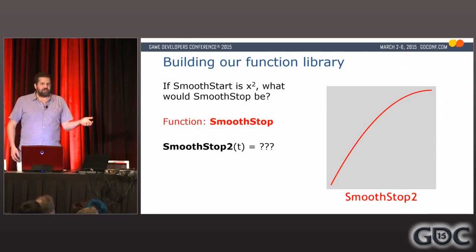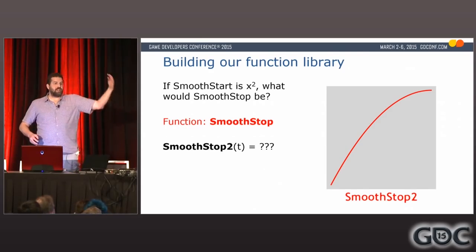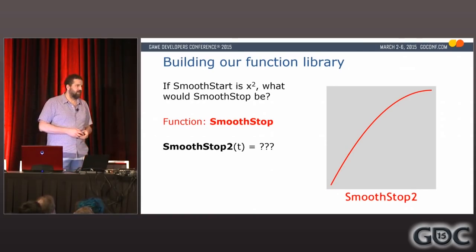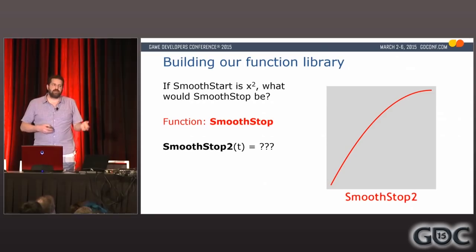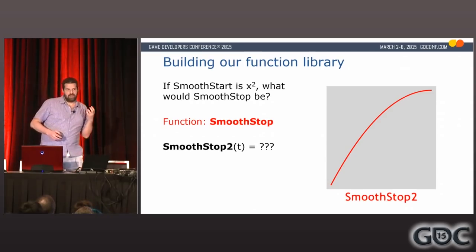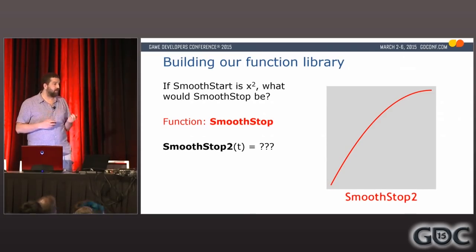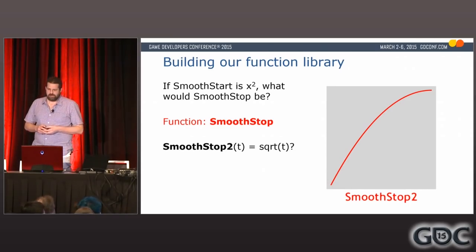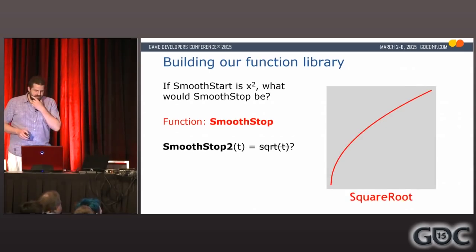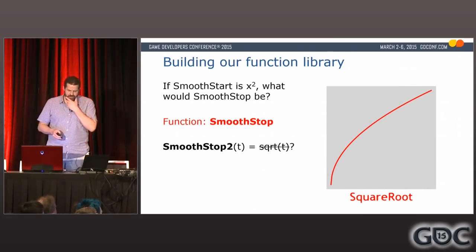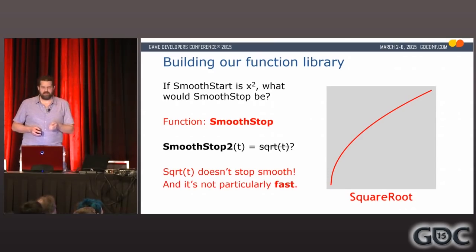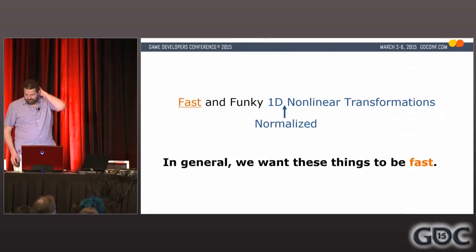Let's say we wanted to add another function now, smooth stop, right? This is the same idea, except we want it to start quickly and then stop at a nice smooth stop. So how would we do this? Well, our math intuition might be to say, let's do the opposite of smooth start, right? Smooth start was x squared. Let's do square root, right? That's the inverse. But that's not the right curve. Square root actually doesn't even have a smooth stop, right? And it's expensive. Why would we do that? So that's not the right thing.